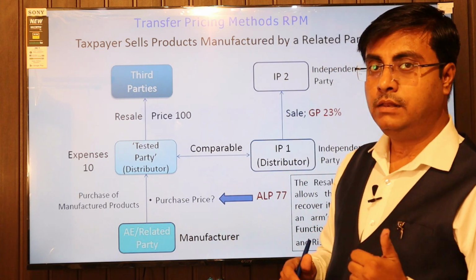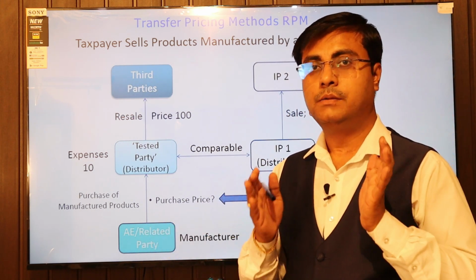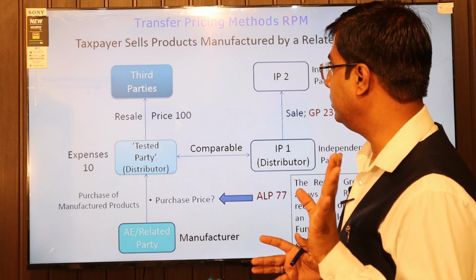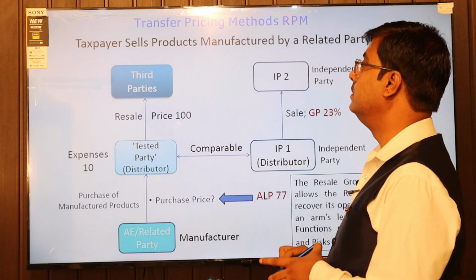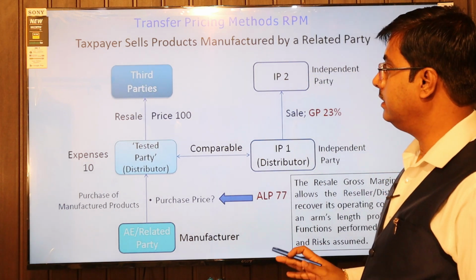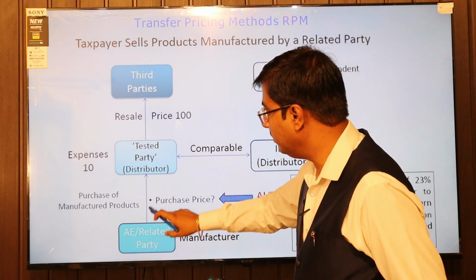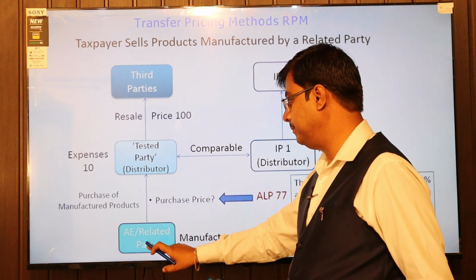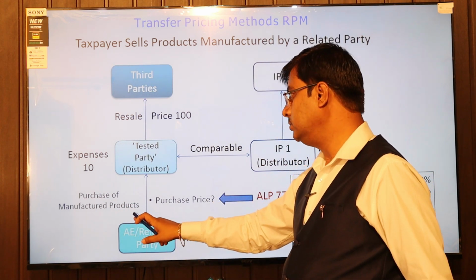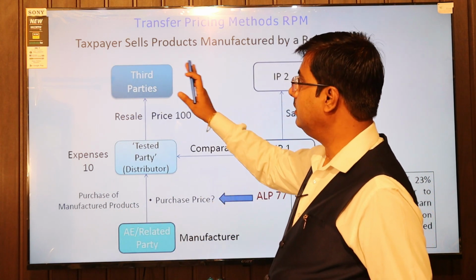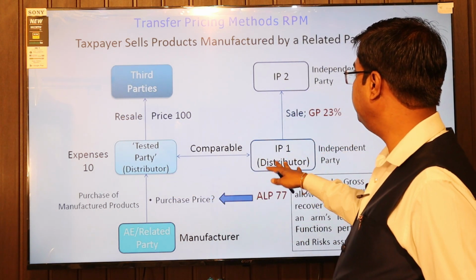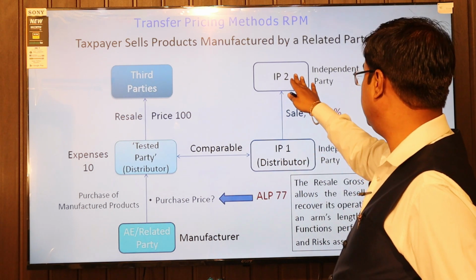RPM is applicable when we are purchasing the product without any valuation and sell the same product to another party without any valuation, then RPM is the most preferred method. The taxpayer sells the product manufactured by the related party, right? We purchase from our related party, who is a manufacturer. We purchase manufactured goods and resell as it is to a third party, right? This is a comparable transaction. We have identified this is an uncontrolled transaction, independent party.